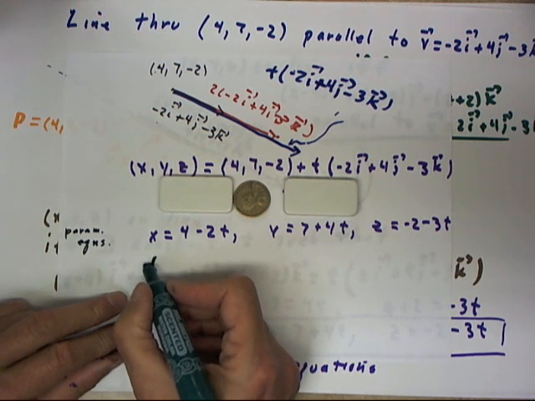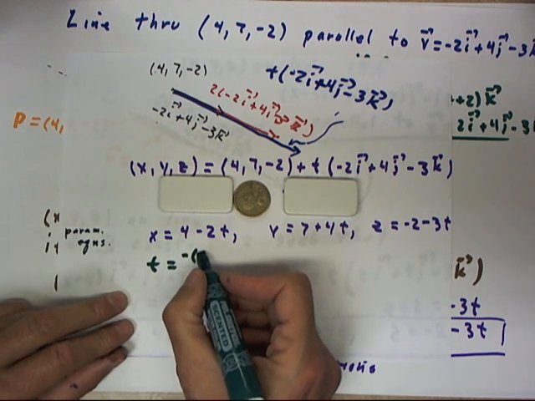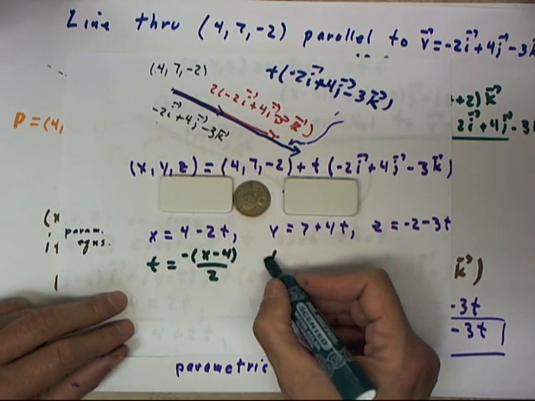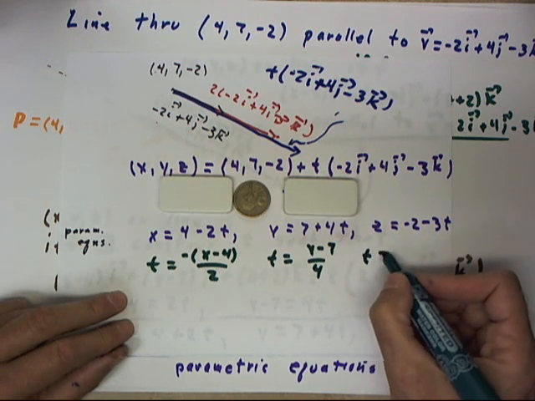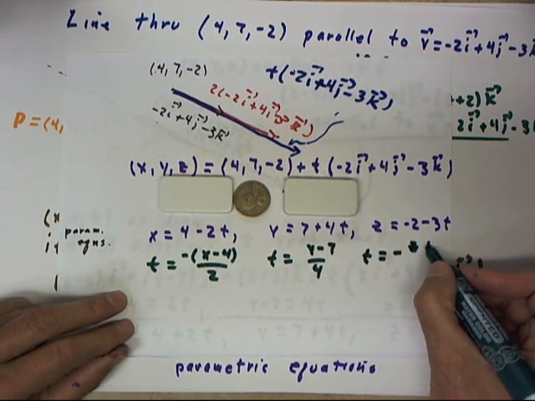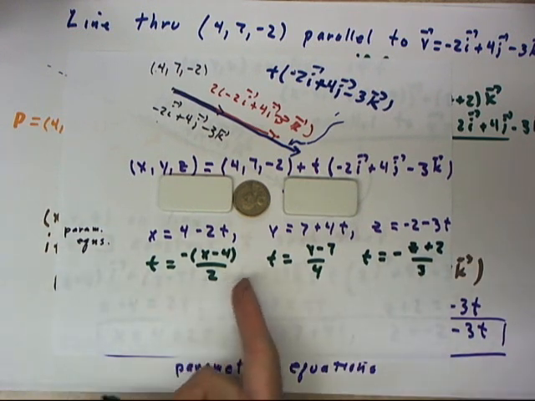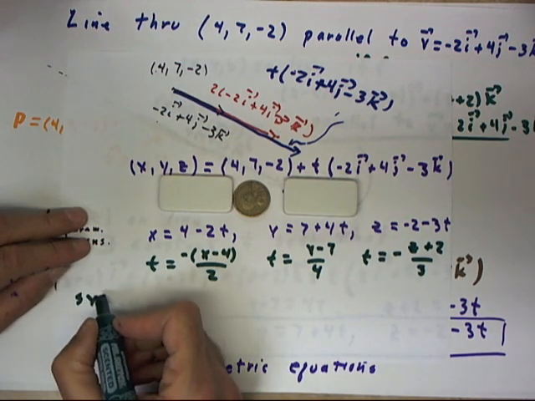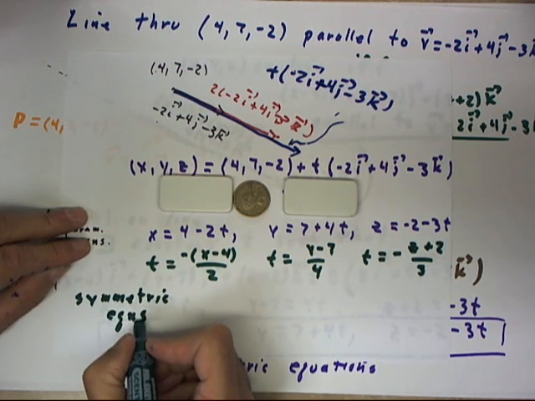This equation gives us t equals (x - 4) over -2, so we'll write that as -(x - 4) over 2. This equation gives us t equals (y - 7) over 4, and this equation gives us t equals -(z + 2) over 3. Now, each of these expressions is equal to the same expression t, so we can express the parametric equations in the form of what we call the symmetric equations for the same line.